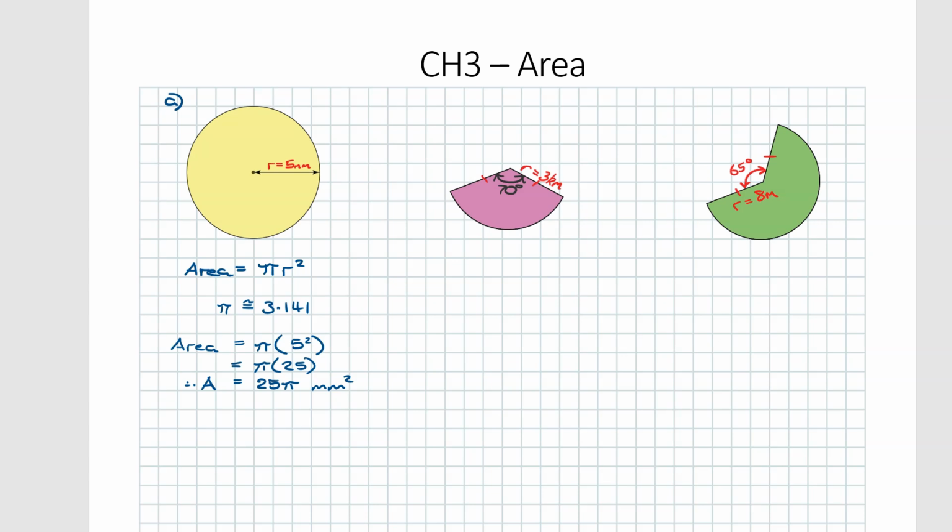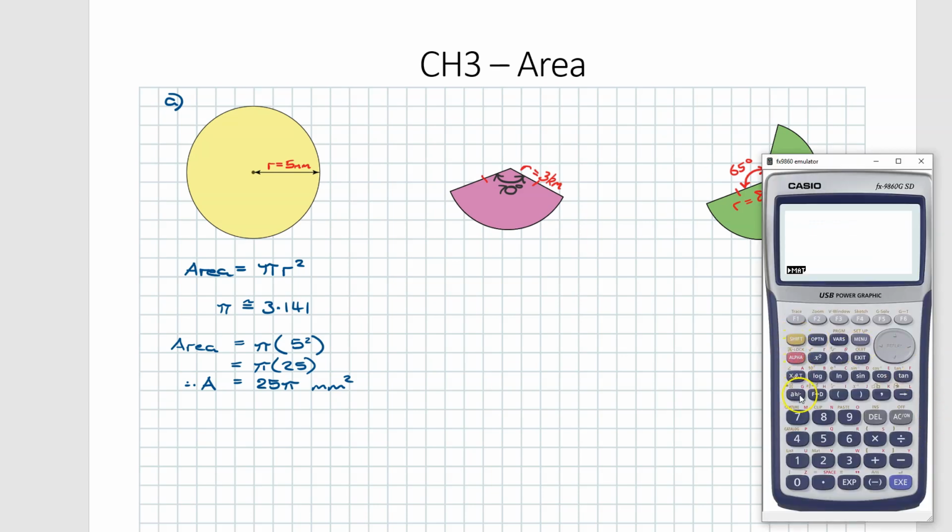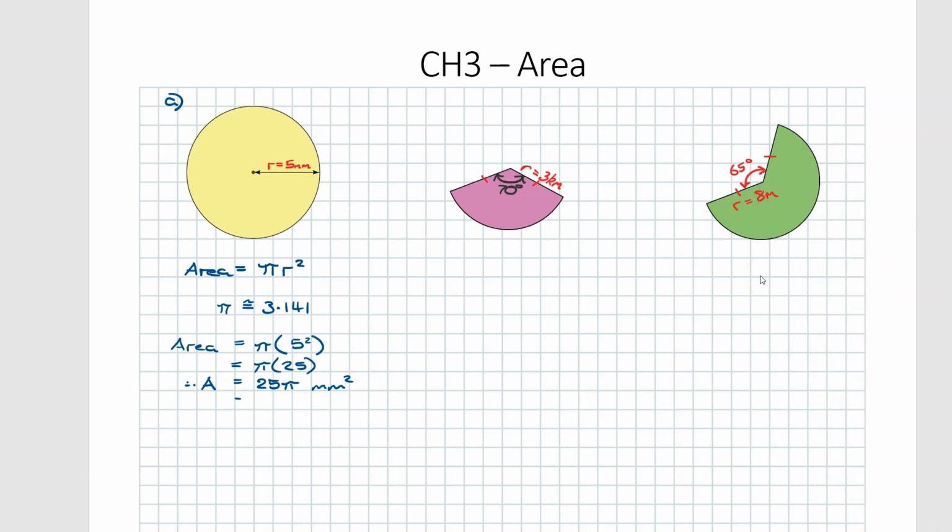Now, if we want to go one little bit better and evaluate an approximate answer, we can get our calculator and go 25 times shift pi, and therefore we have roughly 78.54 millimeters squared. So this is roughly our answer here.